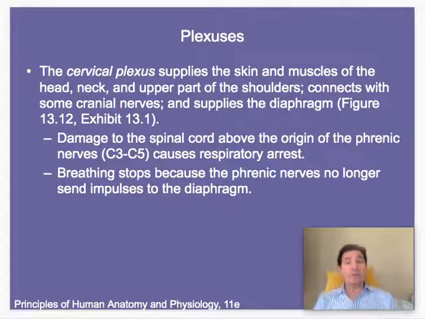So when we look at the plexuses, for instance, the cervical plexus is rather important as far as affecting the skin and muscles of the upper portion of the body, the head, neck, and the upper portion. One of the nerves that's really important is the phrenic nerve, which supplies the nerve responses to the diaphragm muscle. So if we have damage to the phrenic nerve, it will cause problems with breathing.